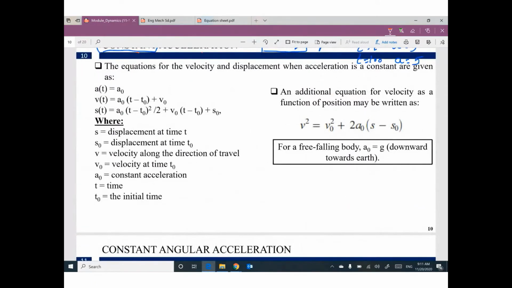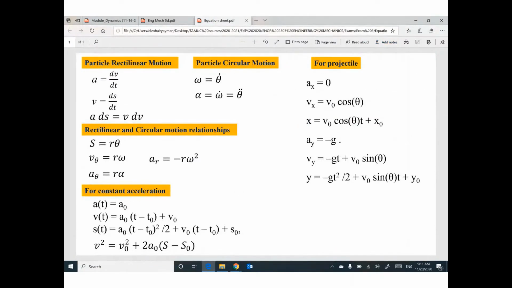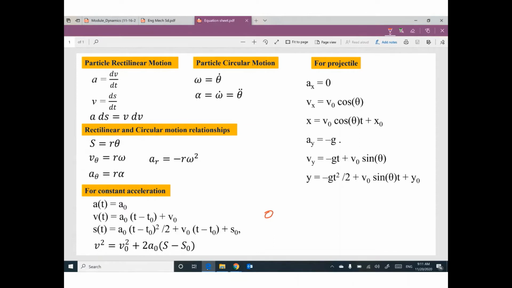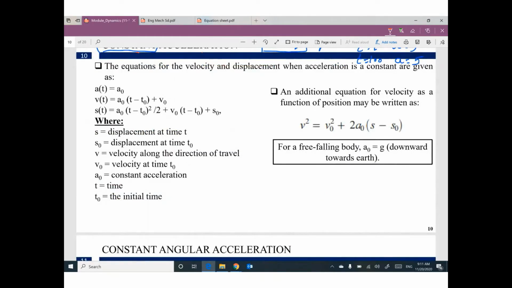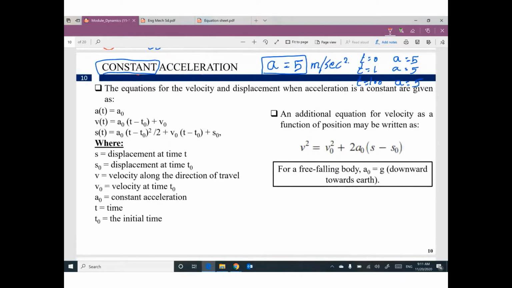By the way, I will let you open your notes. During the exam, these equations for dynamics are open book. So I'm giving you permission to open your notes during the exam for exam number 3. You don't need to remember all of these equations. You can open your notes during exam number 3. That's fine for me.